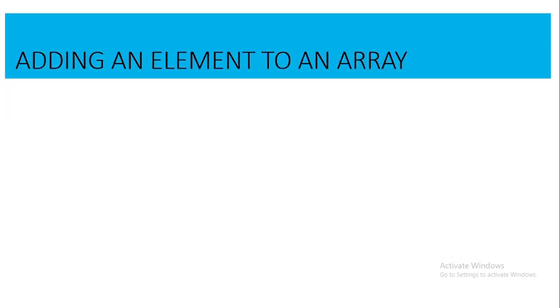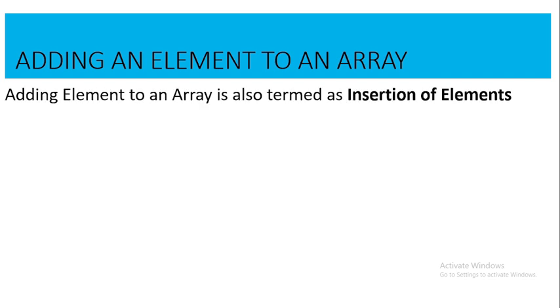Then the second operation is adding an element to an array. Adding an element to an array means adding a new member to the existing array. That is what is termed adding an element to the array. Adding an element to an array is also termed insertion of an element.